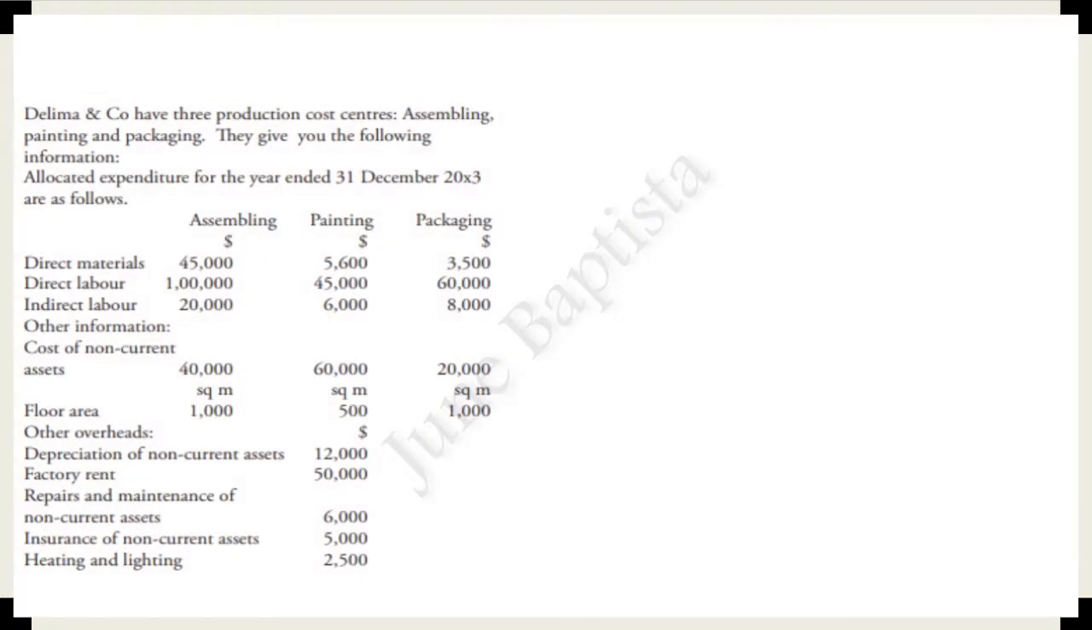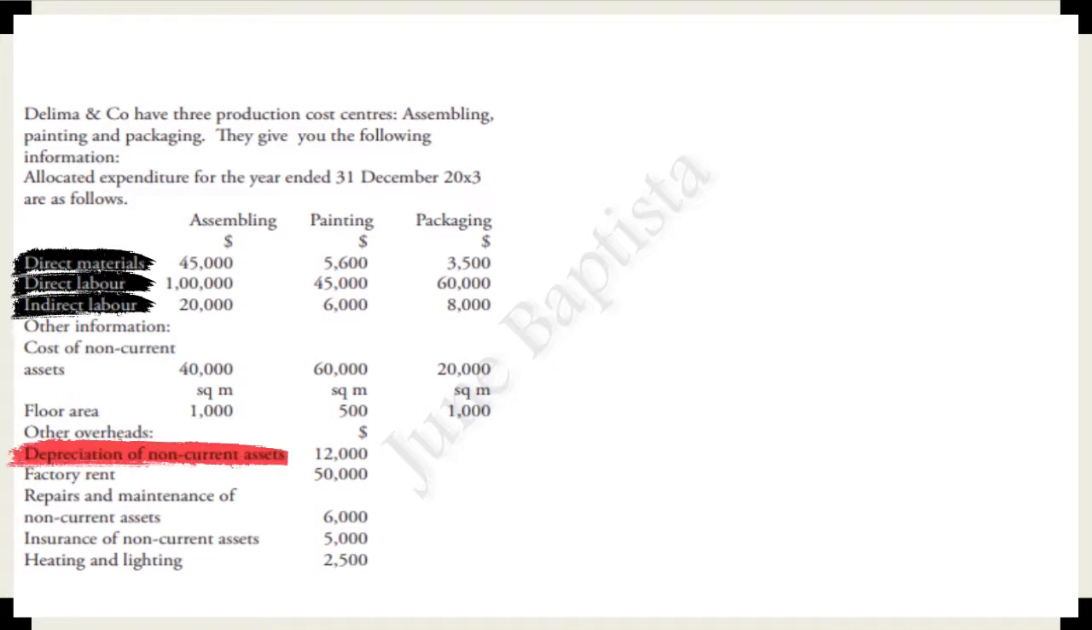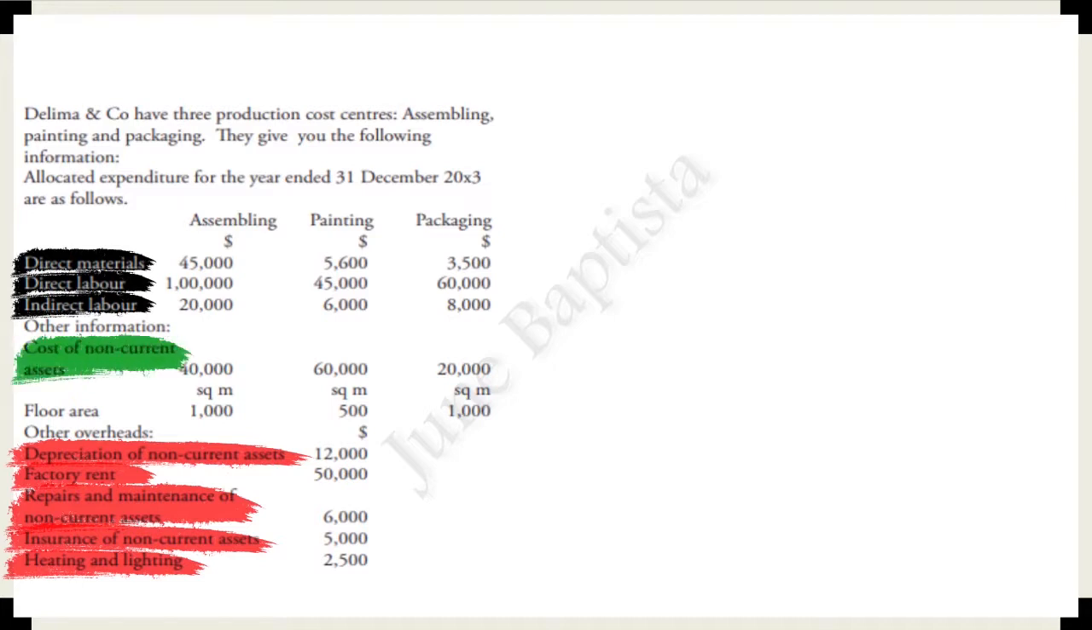Let us look at the example. De Lima and Company have 3 production cost centers: assembling, painting, and packaging. They give you the following information. You will notice that the costs of direct materials, direct labor, and indirect labor are all allocated, whereas depreciation, factory rent, repair and maintenance, insurance, and heating and lighting will have to be apportioned. You are given 2 bases of apportionment: the cost of non-current assets and floor area.